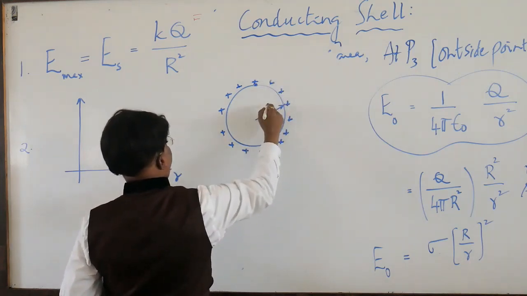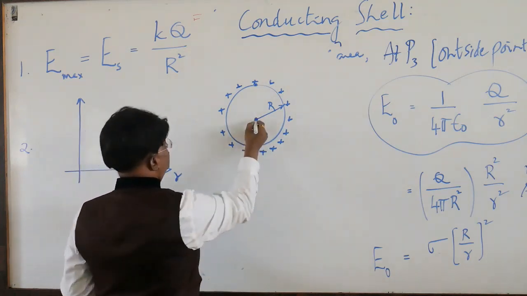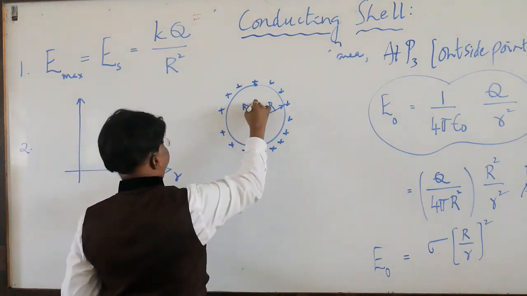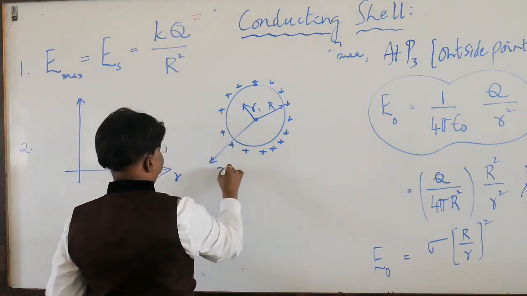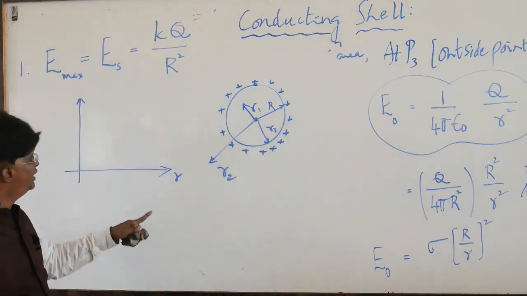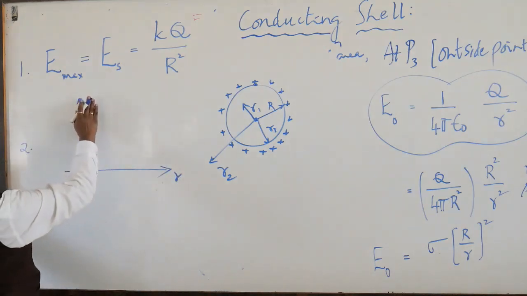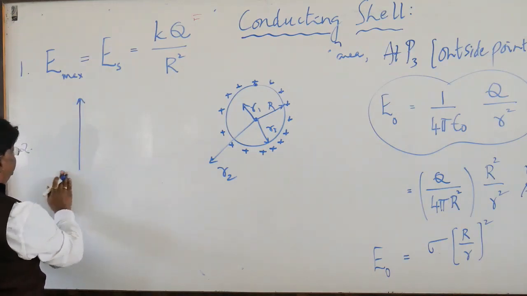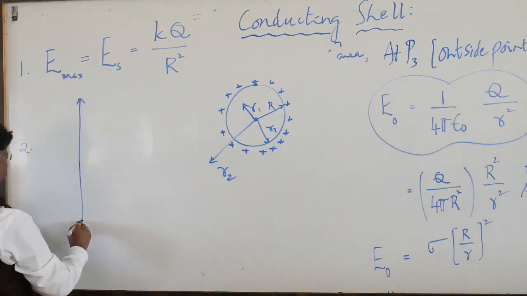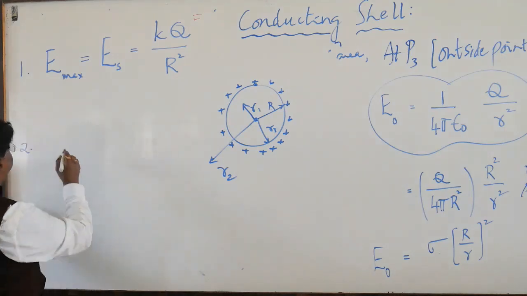Now let me show the symbol. This is capital R, the radius, this is the center. Now we are discussing this point R1, this is R2, this is R3, like that. Now small r refers to the distance from the center, and on the y-axis I will consider the intensity. So intensity versus the distance from the center.